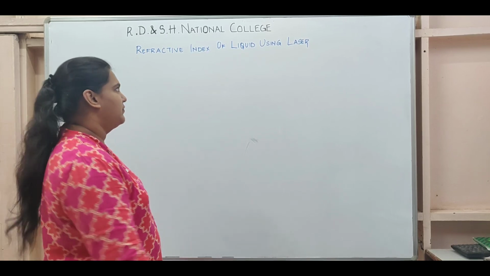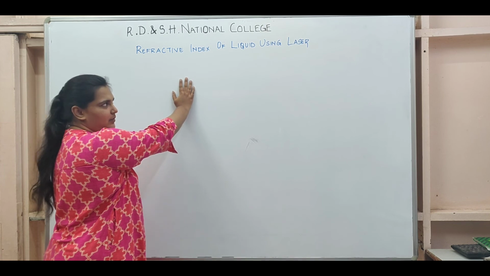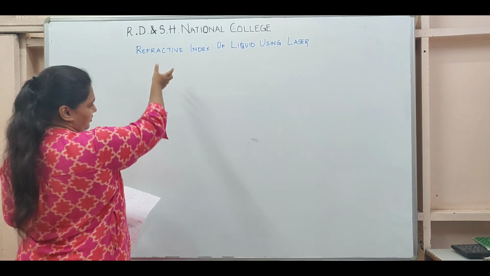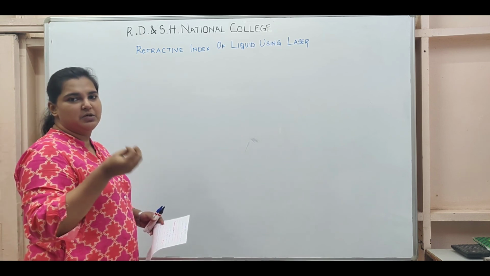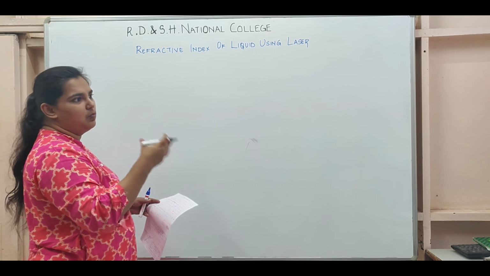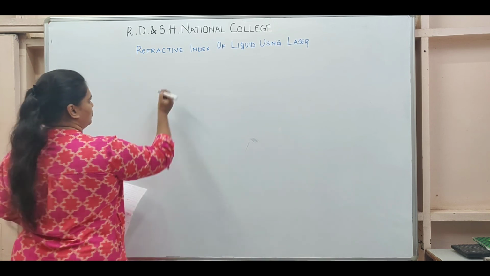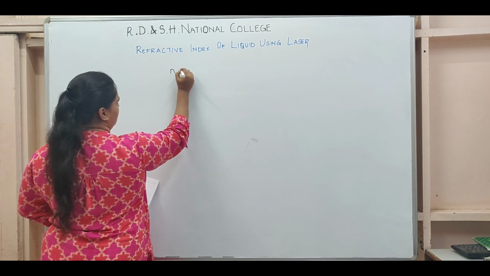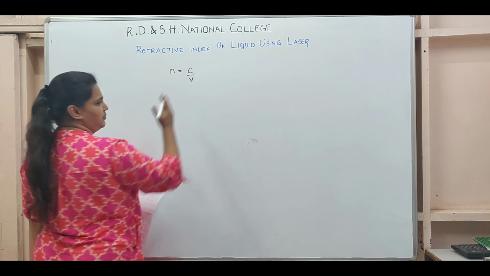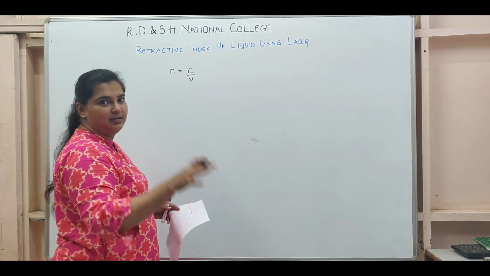Hello all, our topic for today is to find out the refractive index of any given liquid using laser. Refractive index, or RI, is basically a dimensionless quantity. It tells us how light travels through any medium. Generally it is given as n equals c by v, where c is the speed of light in vacuum and v is the velocity of light in that given medium.